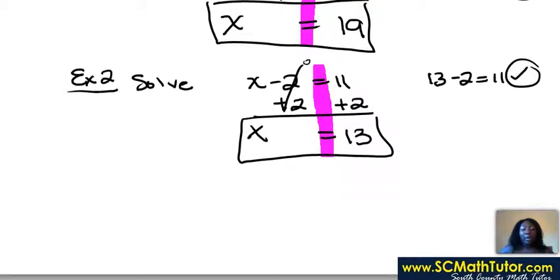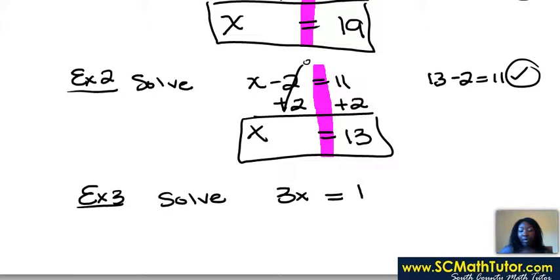Alright, how do we undo multiplication? Solve. 3x is equal to 12. What is the opposite of multiplication? The opposite of multiplication is division. So to get x by itself, x is the king, we want to get it by itself, we divide both sides by 3. 3 divided by 3 is 1.